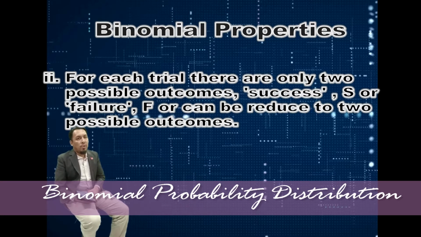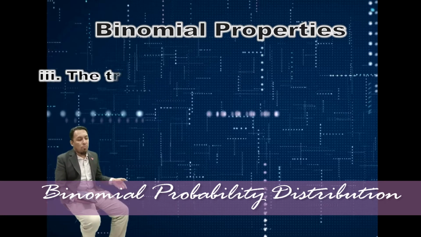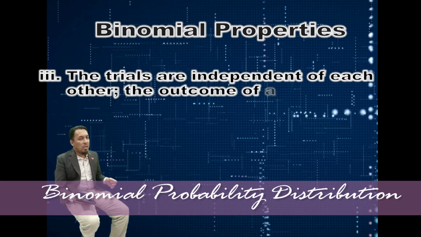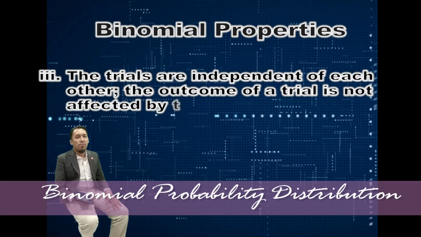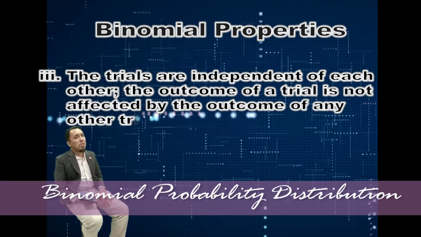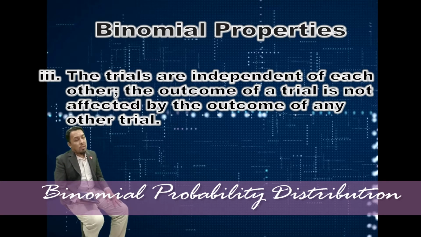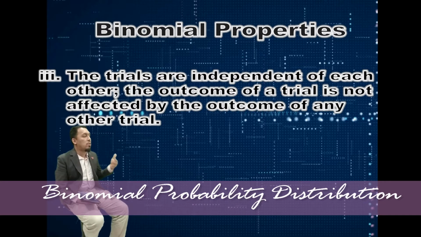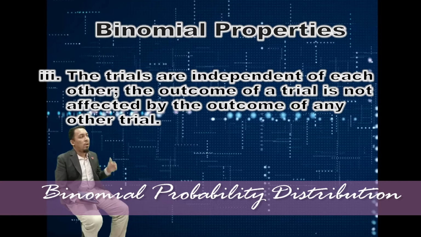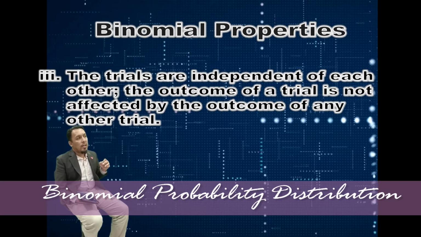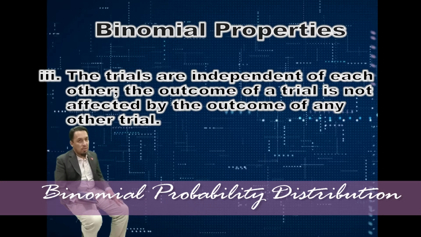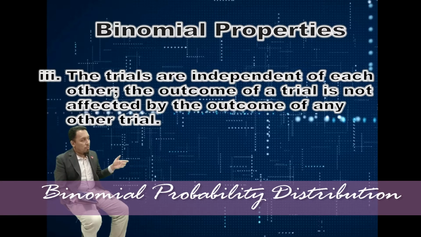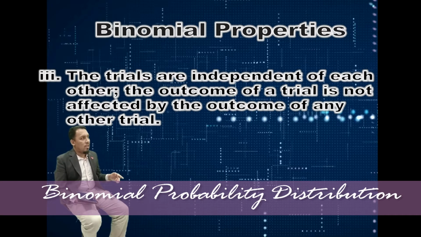Okay, and for the third property, the trials are independent of each other. The outcome of a trial is not affected by the outcomes of any other trial. So in other words, you have several identical trials, experiments, observations, and all of them should be independent from each other. They are not being affected. Okay? If this third property is not fulfilled, your result will be biased later, right?